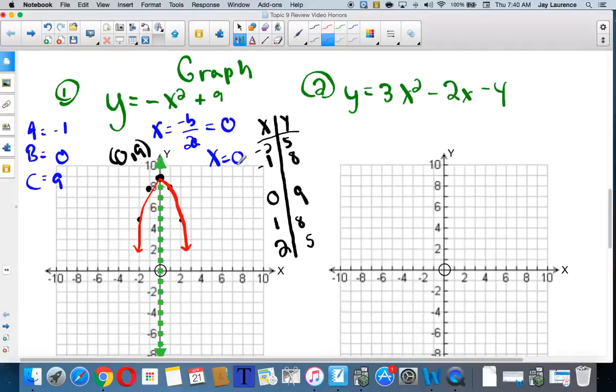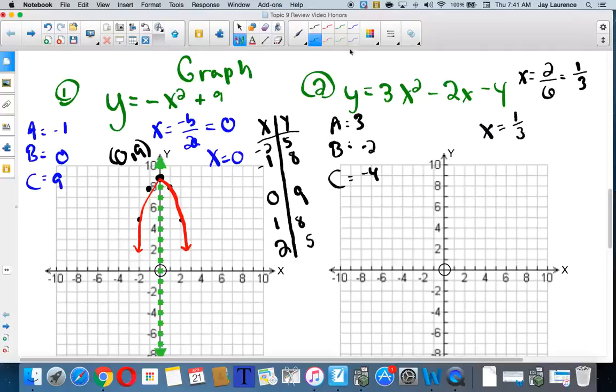All right, the second one. The second one over here. Well, first thing I'm going to do is I'm going to find A, B, C. Easy as 3, -2, -4. Okay, so let's go find the vertex. So I'm going to do x equals the negative of b, notice it became a positive, over 2a, which will be 6. 2 times 3 is 6. So the x-coordinate of the vertex is 1/3, which also means that the axis of symmetry will be x equals 1/3. All right, I'm going to go ahead and put that one in.